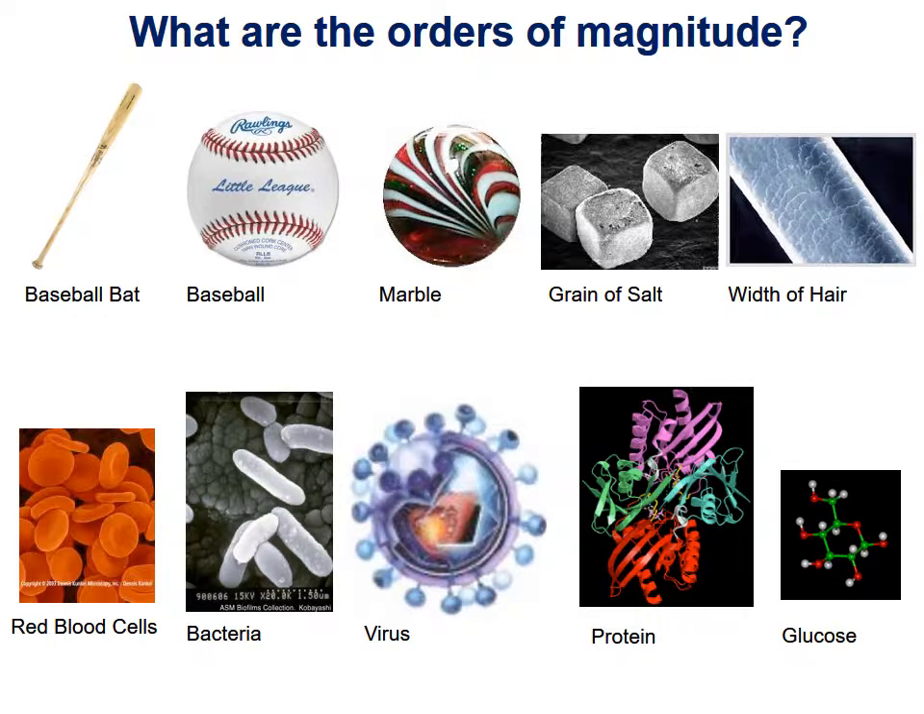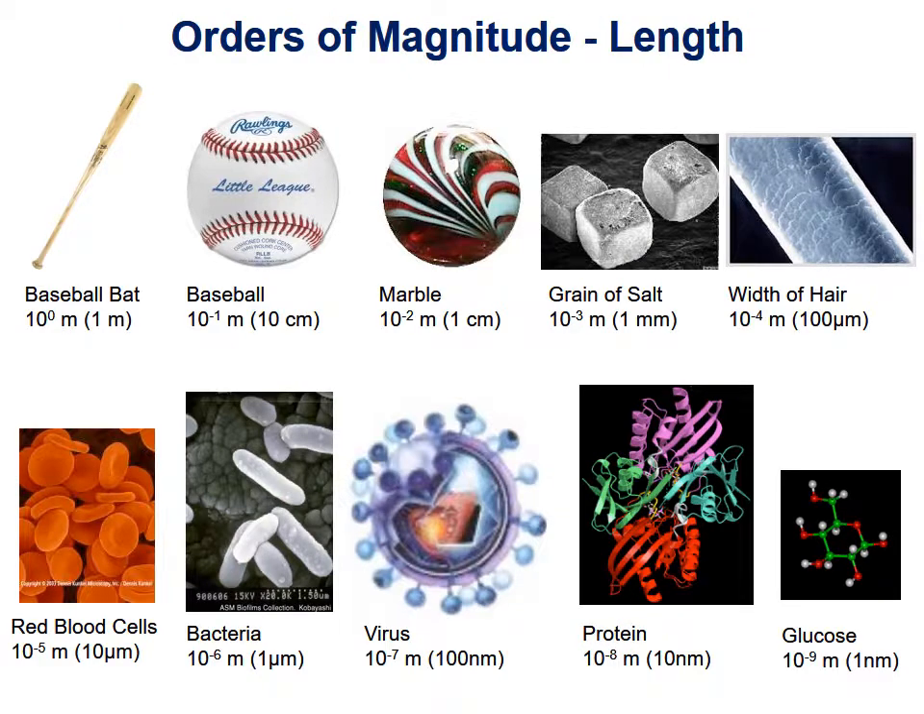Here is the arrangement from largest to smallest. What are the orders of magnitude differences between these objects? You start with the baseball bat of 1 meter. The next item, the baseball, has a diameter of about 10 centimeters, or 1/10 of the bat length. The marble has a diameter of 1 centimeter, which is about 1/10 of the baseball. The grain of salt has a dimension of about 1 millimeter, which is about 1/10 of that of the marble.